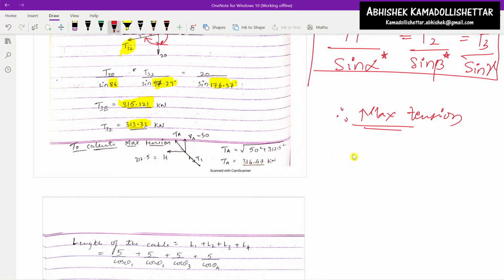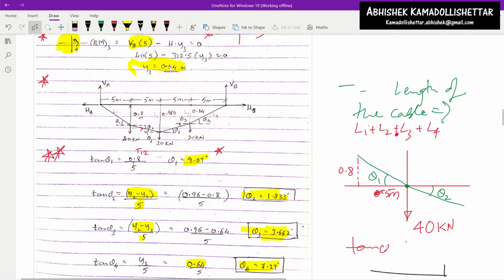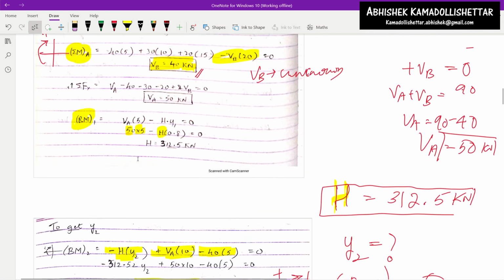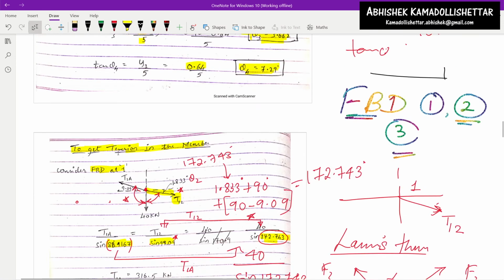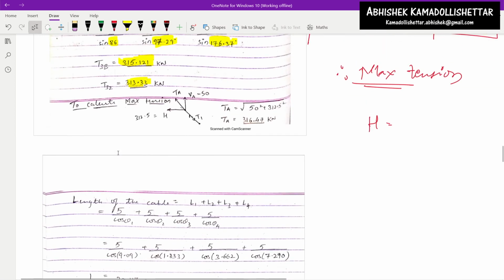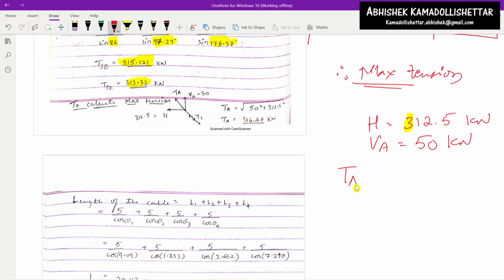So for the maximum tension, the horizontal reaction H is 312. Where is the horizontal reaction? The horizontal reaction is 312.5 kilonewton, and the vertical reaction VA is 50 kilonewton. There you can find the maximum tension TA.